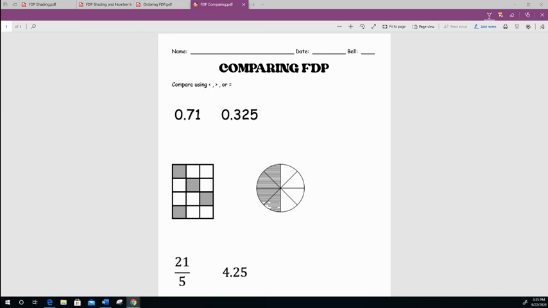Alright, ladies and gentlemen, in this video, I'm going to be going over how to compare fractions, decimals, and percents. Whenever we compare, we're going to use inequality symbols, the less than symbol, the greater than symbol, or we're going to use the equal symbol. So looking here, we have 71 hundredths, and over here we have 325 thousandths, and we're trying to figure out which one of these is bigger.